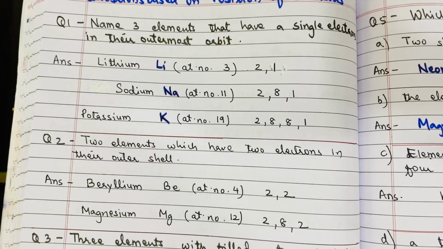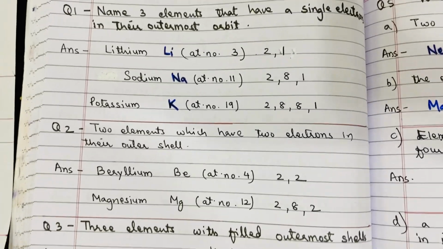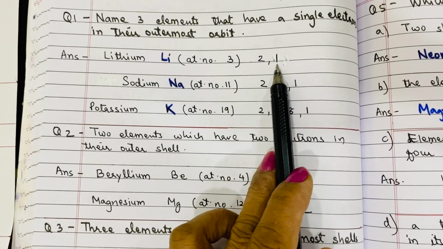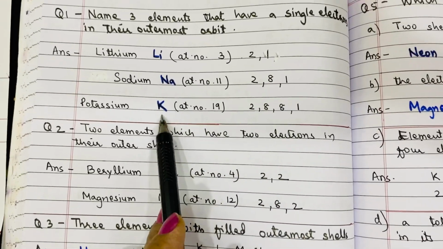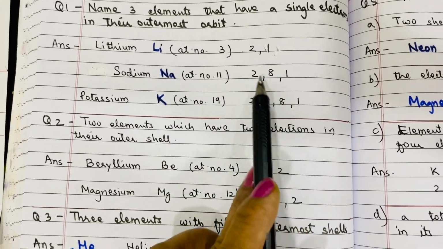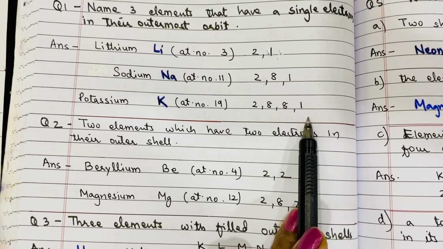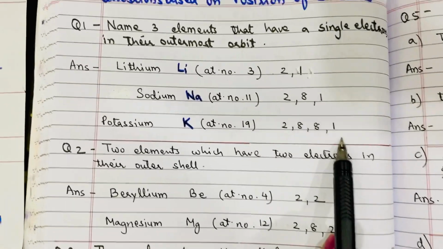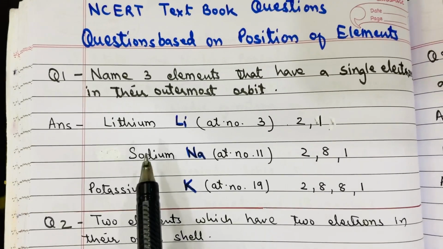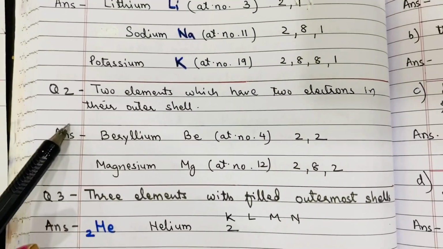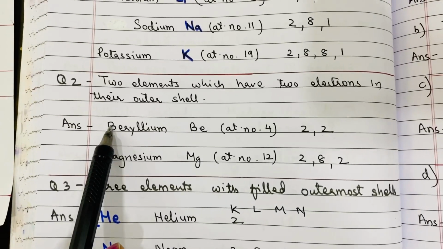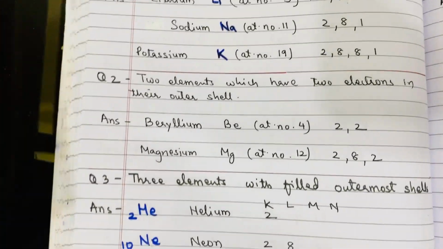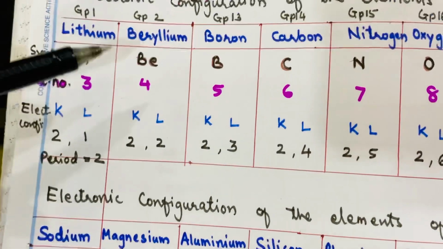So the first question in this series is: name 3 elements that have a single electron in their outermost orbit. Just now we saw lithium, atomic number 3, 2, 1; sodium, atomic number 11; potassium, 2, 8, 8, 1. These elements have 1 electron in their outermost orbit. They are group 1 elements. Questions like these can come in the exam. Next: name 2 elements which have 2 electrons in their outermost shell. Beryllium has atomic number 4.